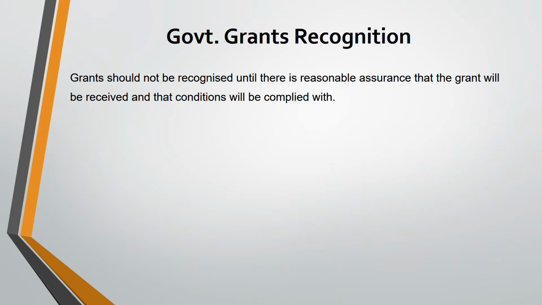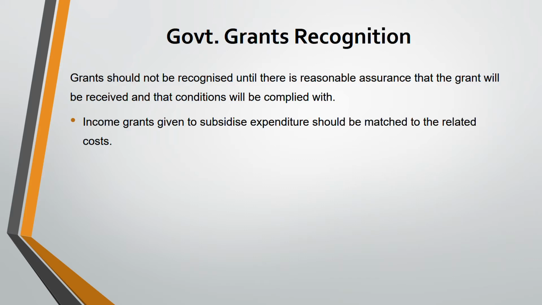Grants are of two types. One is income grant, the other one is capital grant. And the way you deal with each of these two is different. If it's an income grant, given to subsidize expenditure, that means to reduce your expense, it should be matched to the related cost. It should be matched to that cost, the grant which is given to you.